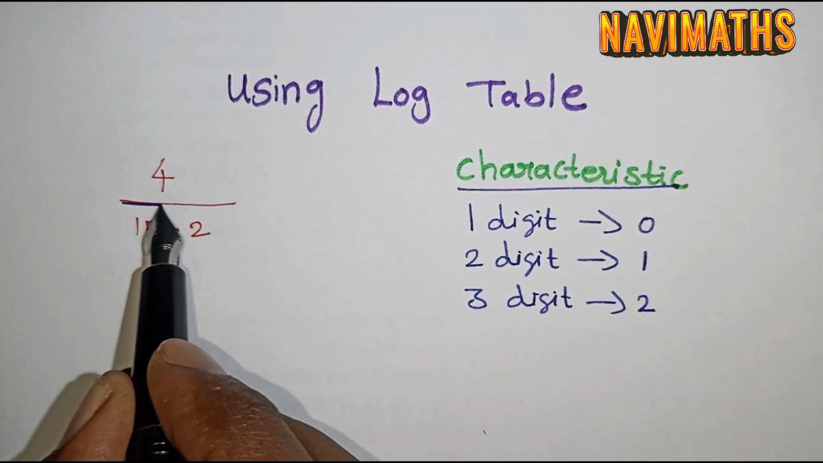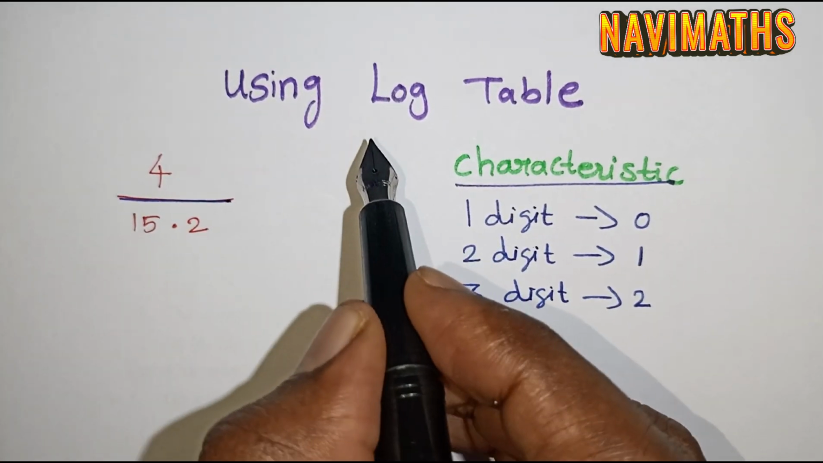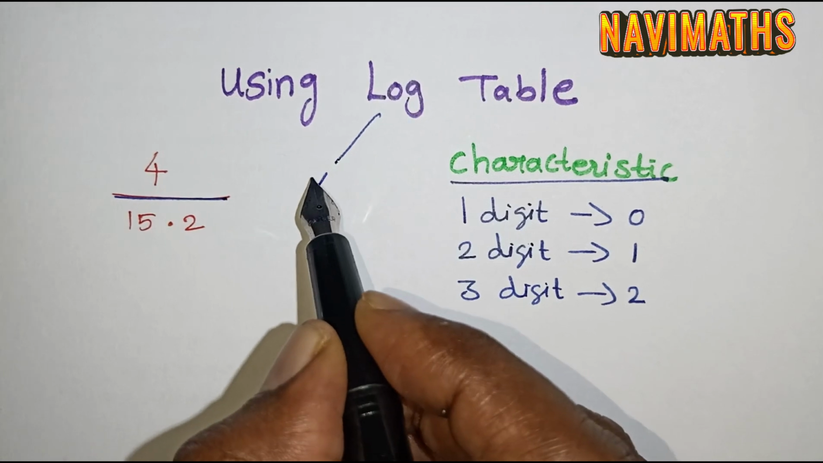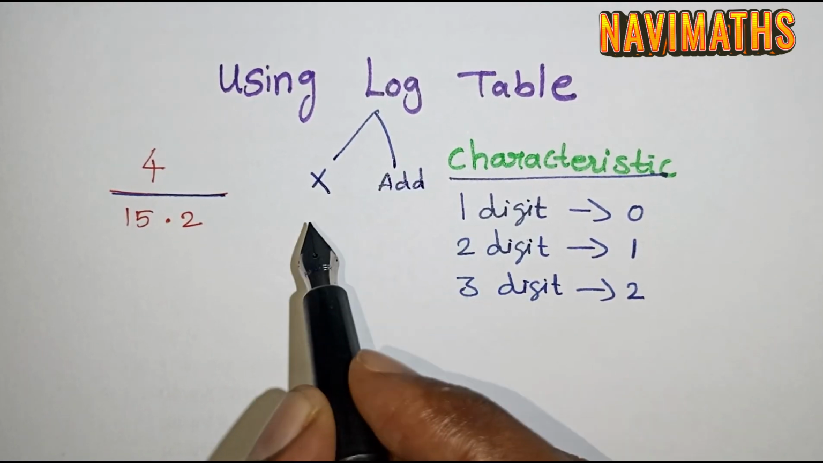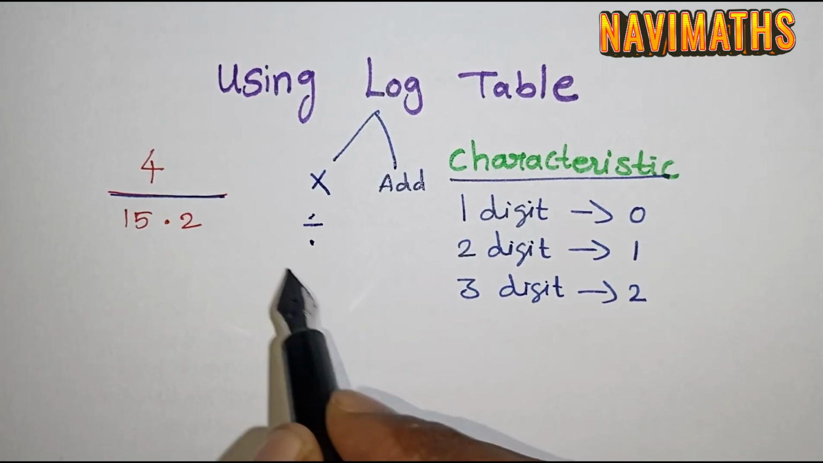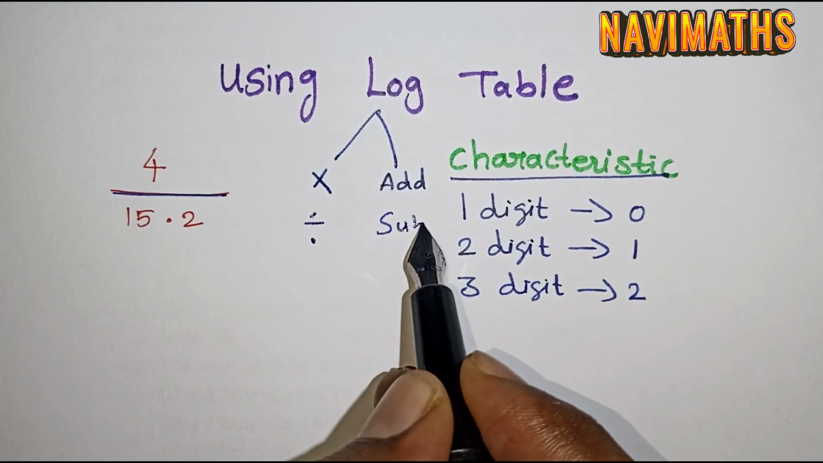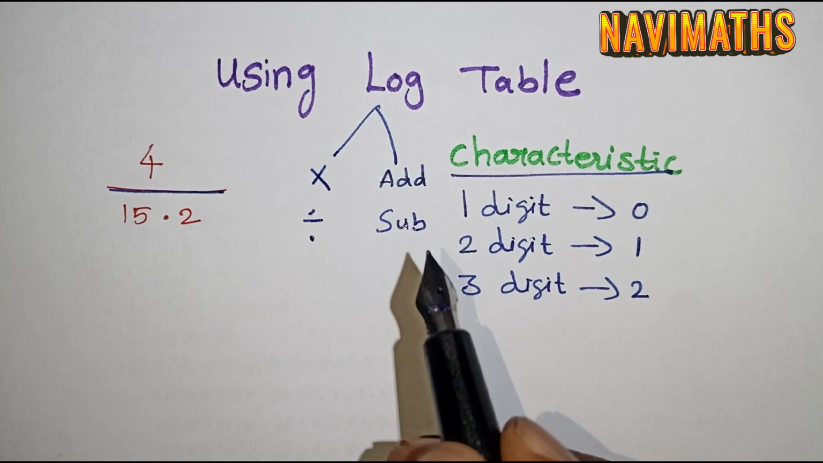Now the question is given as a division for log. If we need to find out a multiplication, we have to do the problem in the addition way. If we want to do the problem for division, we have to do the subtraction. These two things we should keep in our mind.